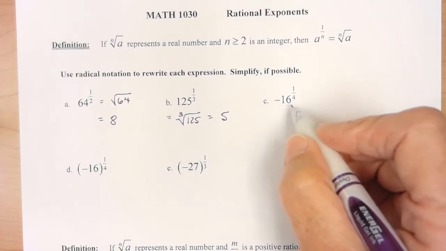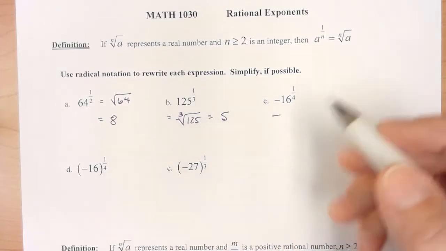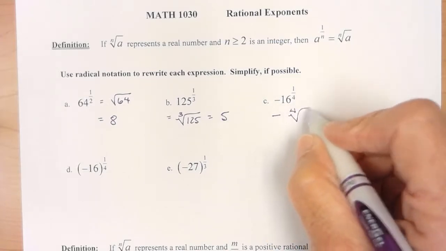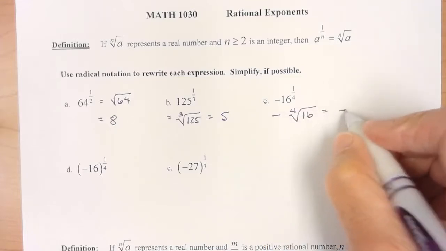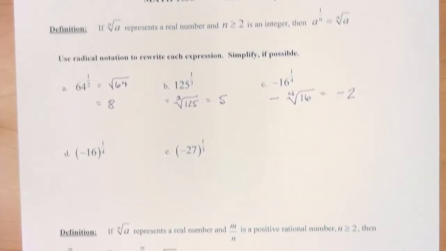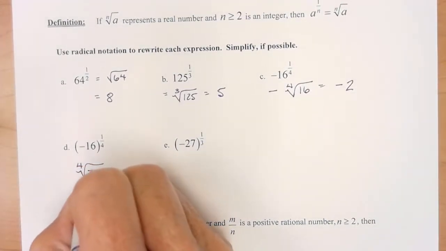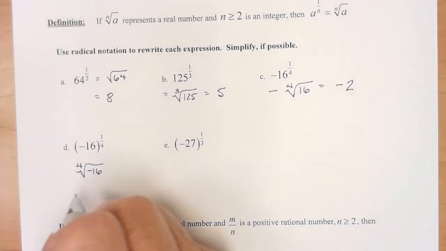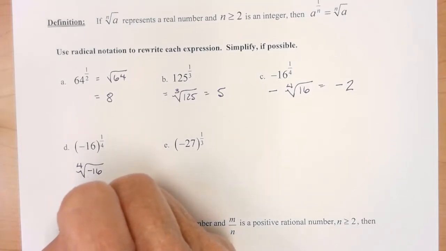This one, notice I do not have parentheses like I do in D. So the negative is on the outside. I'm taking the 4th root of 16, but that would be a negative, and the 4th root of 16 is 2. This one is written as the 4th root of negative 16. And what we saw in an earlier video is that this is an imaginary number.